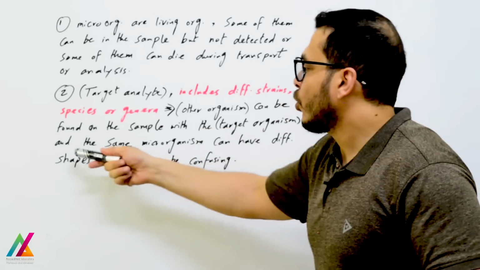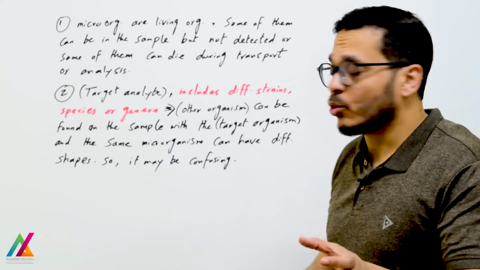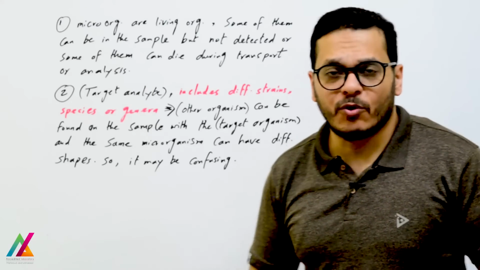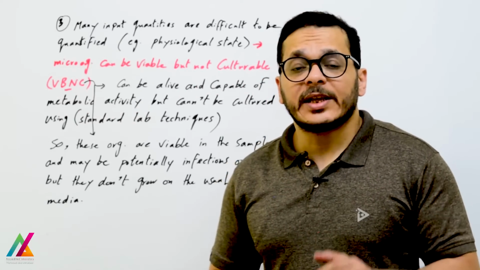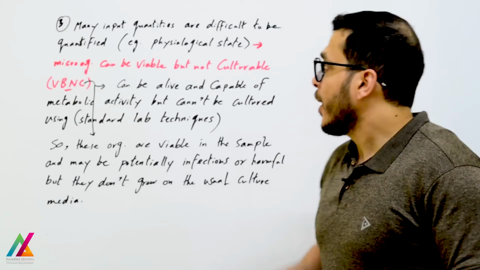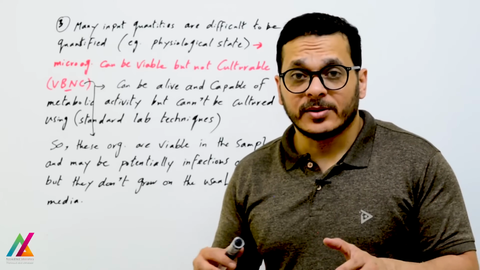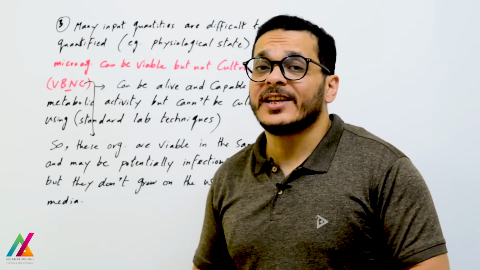You can find in the same media the target organism and also other organisms, and they will be counted with the target organism. And also the same microorganism or target organism can have different shapes, so it may be confusing for the analyst. And also, when calculating measurement uncertainty in a microbiological lab, many input quantities are difficult to quantify, such as physiological state.